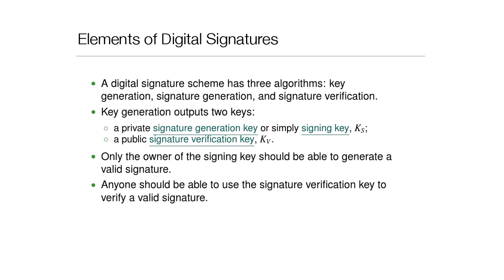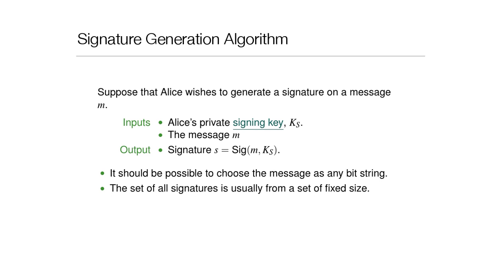And the signature generation algorithm. Suppose that Alice wishes to generate a signature on a message M. So the inputs are Alice's private signing key KS and the message M. The output is the signature S, which is computed as the output of a function SIG, whose input parameters are M, the message, and KS, the signing key.